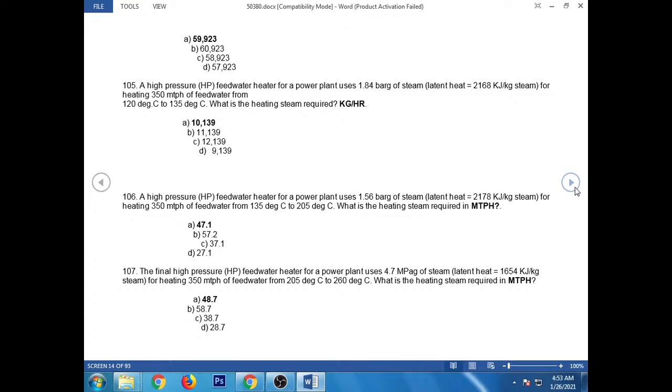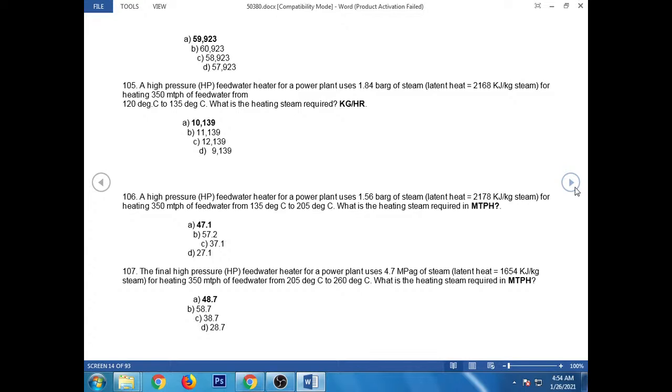10,139 kilogram per hour. A high-pressure feed-water heater for a power plant uses 1.56 bars of steam. Latent heat is equal to 2,178 kilojoule per kilogram steam for heating 350 mtph of feed water from 135 degrees Celsius to 205 degrees Celsius. What is the heating steam required in mtph?